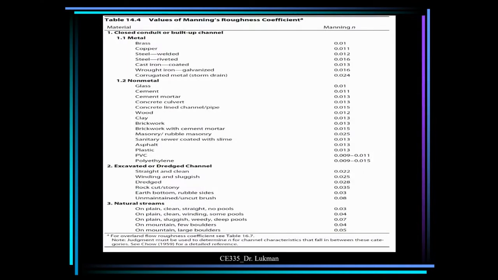And like I said, the values of Manning's roughness coefficient depend on the bottom and the sides, the solid boundary. For metal, you can see values like 0.01, 0.03. So it depends on how rough the surface is. You can see for an earth bottom, the value increasing. For masonry, and natural streams, because it is usually rough. On plain, clean, no pools, and you can see 0.07 for sluggish, weedy, deep pools. So these are some of the representative values of the Manning's roughness coefficient.